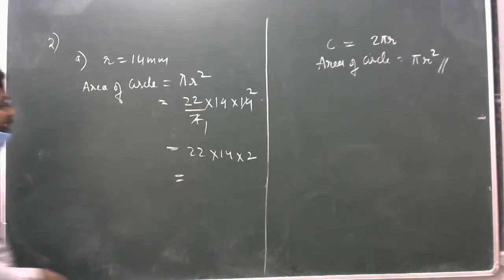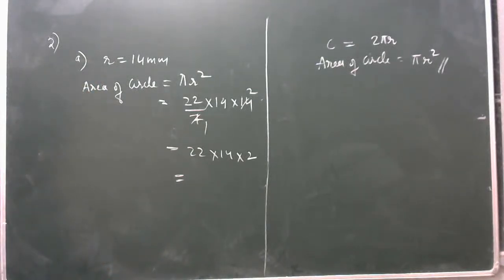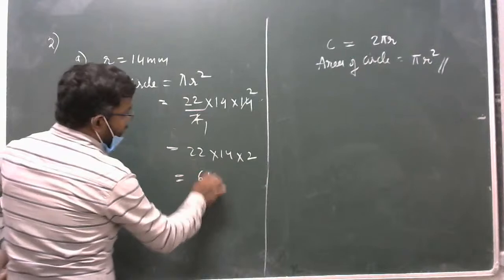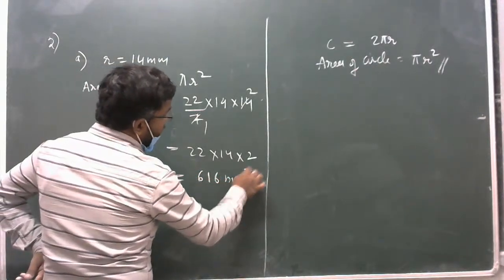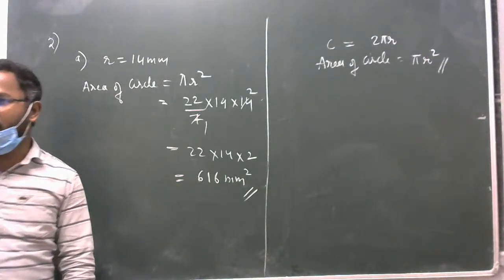So you will be getting 616 millimeters square. 616 millimeter square, since we are finding the area, it should be in millimeter square.